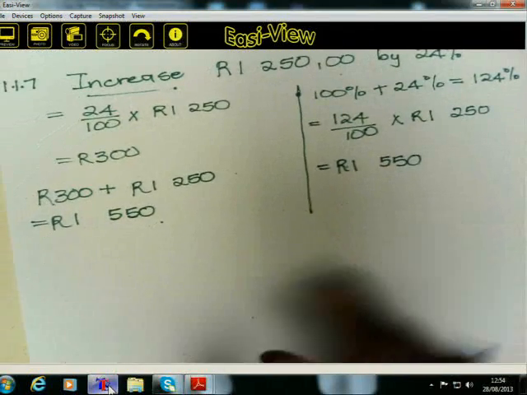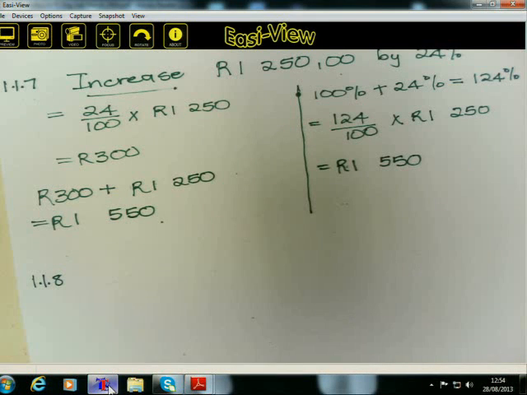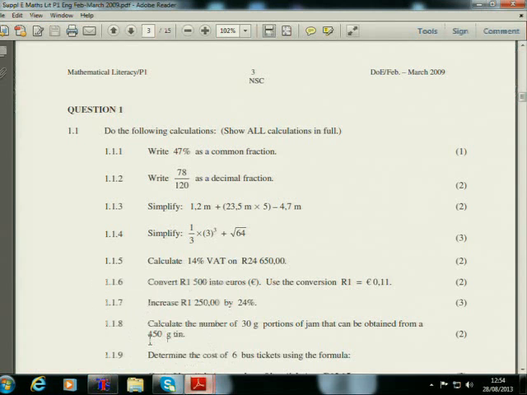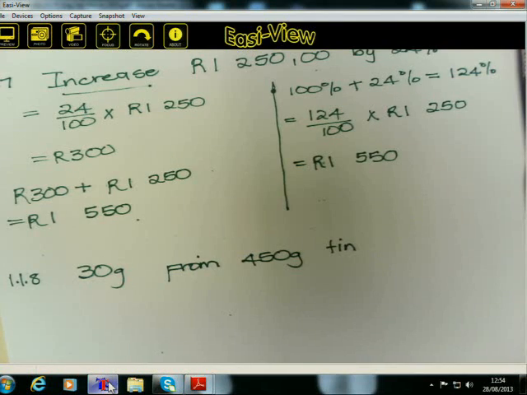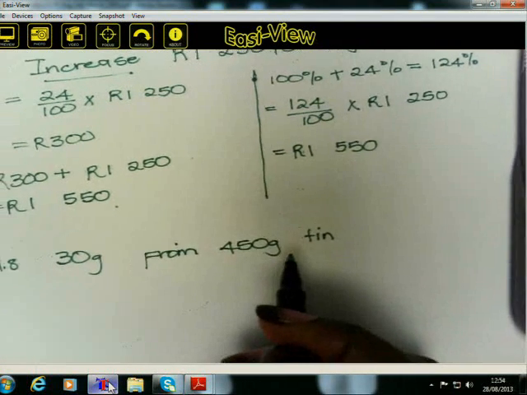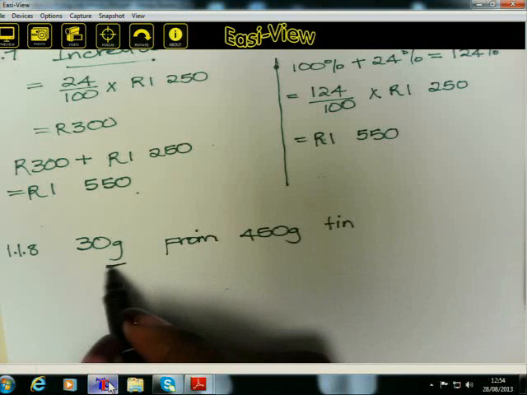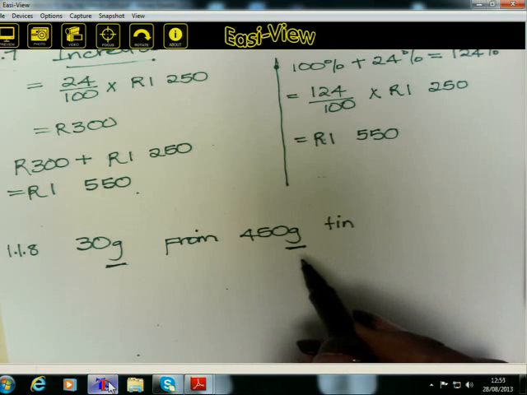Going on to the next question, 1.1.8. We have to calculate the number of 30-gram portions of jam that can be obtained from a 450 gram tin. Now let's see. Here, fortunately, our units are already the same, so we don't have to change any unit in this case.